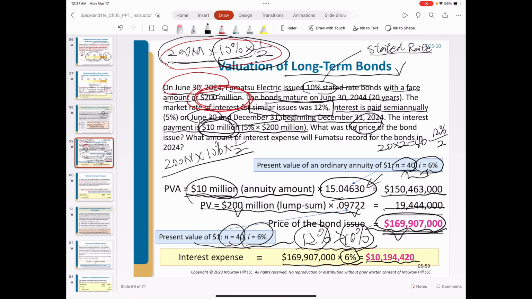For more details on the liabilities, you will be introduced to them in intermediate accounting. Here, in the time value of money chapter, I just introduced the methods to determine the price or value of a long-term bond.